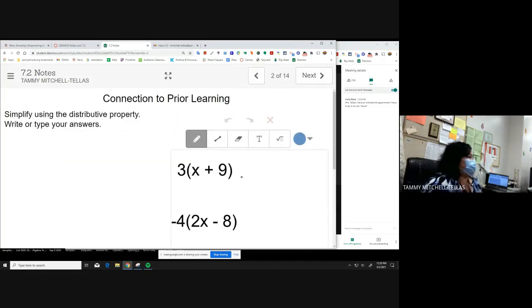Now, some options for you. You can take your finger pad and write, 3 times x is 3x. Or, if you don't like to write on it because you feel like it's messy, you can type on it. If you click the T, you can go down here and type your 3x, rather than writing. Or if you would rather write it on paper, that's fine with me.